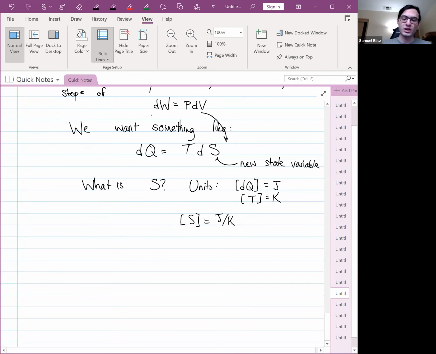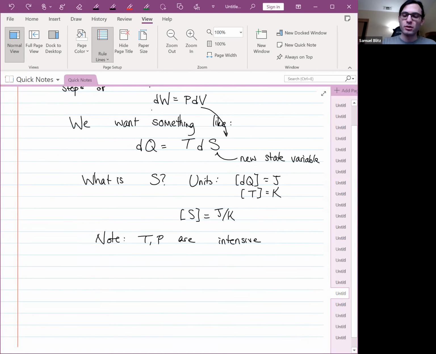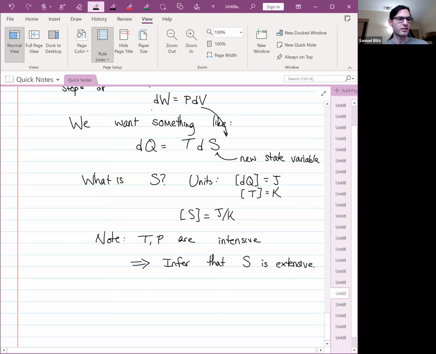Now, just as a quick note, temperature and pressure are intensive variables. And so it makes sense that there's a correspondence here. Now, volume is an extensive variable. So you might also infer that S, whatever it is, is extensive, just like volume, so that they're kind of matching each other, so that they're analogous.